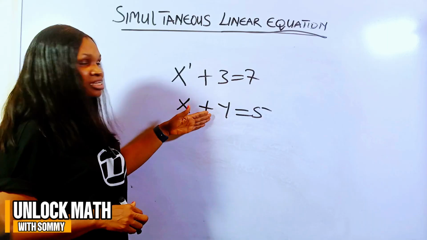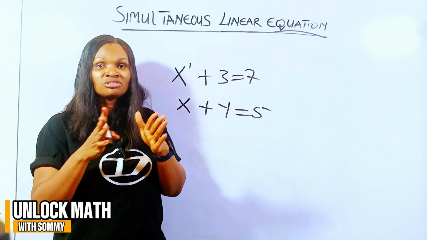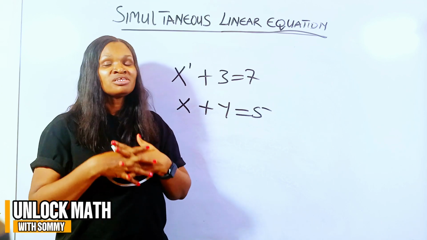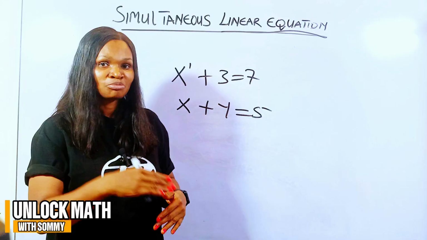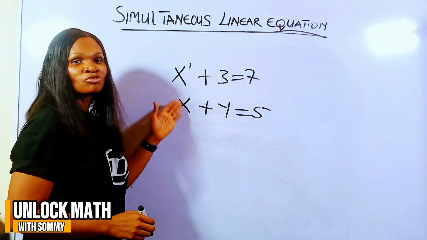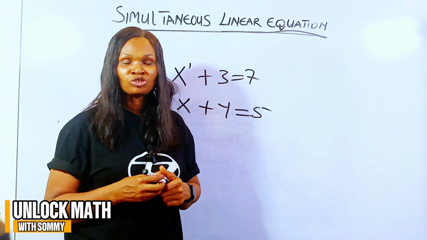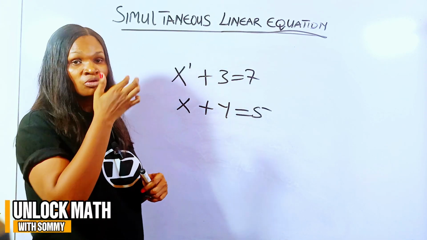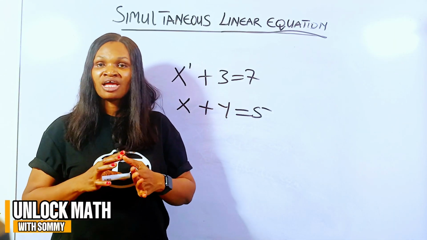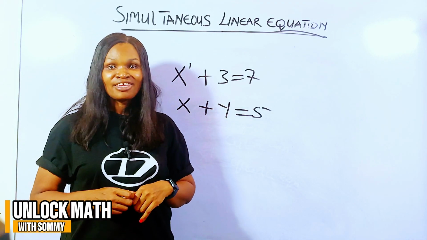So now, this is a linear equation and this is a linear equation. But when you have two different linear equations to solve, it is now called a system of linear equations, which can be solved simultaneously. So when we have this and this, it is no longer called a linear equation. It is called a system of linear equations because the equations are now two. So let's bring an example so that you'll be able to understand how to solve a system of linear equations simultaneously, which can be called a simultaneous linear equation.